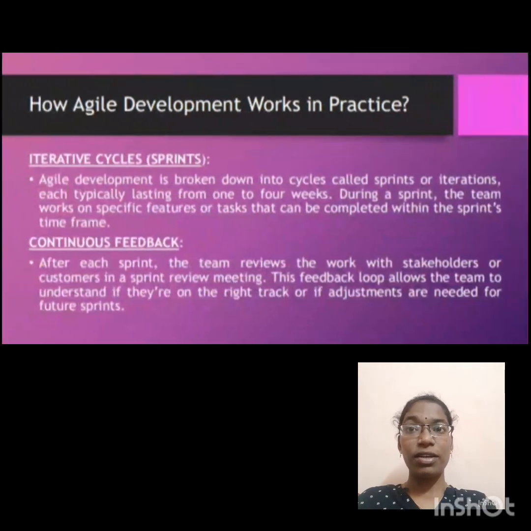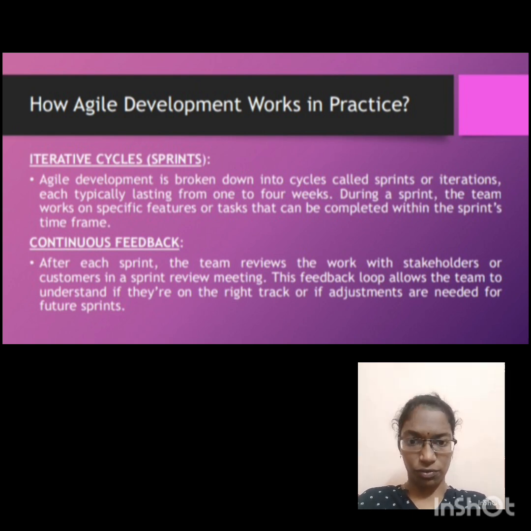How Agile development works in practice. Firstly, as I already said, Agile delivers its deliverables in a time span of 1 to 4 weeks, which is called a sprint. It is done continuously in an iterative manner. Then the feedback of each sprint or iteration is collected from the stakeholders. If any changes are given by the customer or stakeholder, they are added in the consecutive iterations.